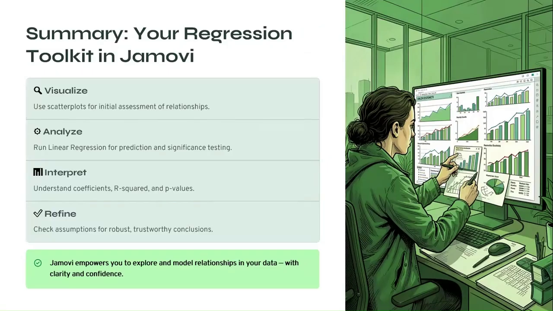Let us summarize what you have learned today. Scatter plots help us visualize relationships. Linear regression helps us model and predict outcomes. The regression output provides important statistics such as coefficients, R squared, and p values. Finally, assumption checking is essential for reliable conclusions. With Jamovi, linear regression becomes both simple and visually effective, intuitive.